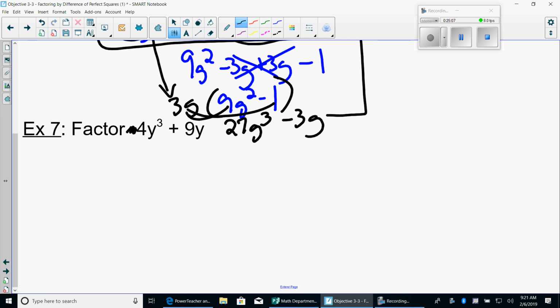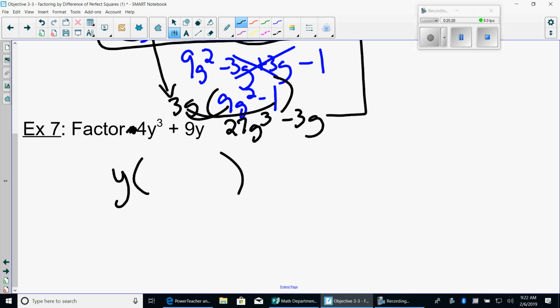Okay. Number one, it's got to be a difference. It's got to be subtracting. Number two, you got to look at your variables. Your variables are not perfect squares. So I can't do difference of two squares. So what else could I do? GCF. What GCF? One y. You could take a y out.